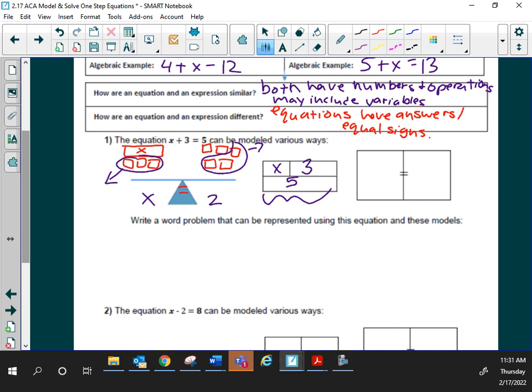Okay, and then this last model is very similar to the seesaw, except it doesn't have a seesaw. It has the equal sign in the middle. I have my X and 3, and that's equal to 5. This one I call the desk model. Okay, but you would solve it the same way. You would take off 3 to get X by itself. Okay, you can see any version of these on tests and quizzes, STAR, and all that stuff.